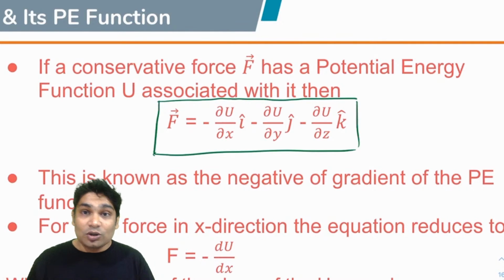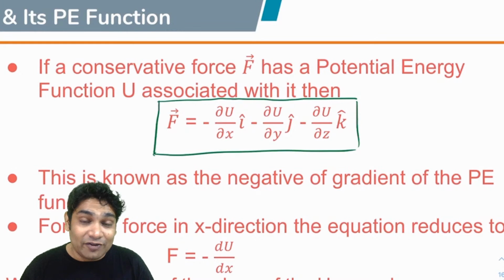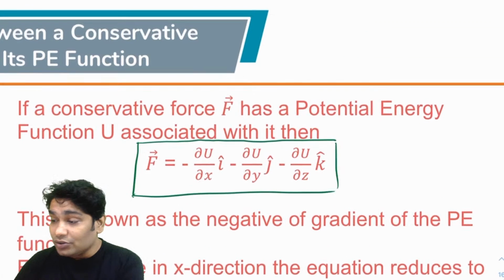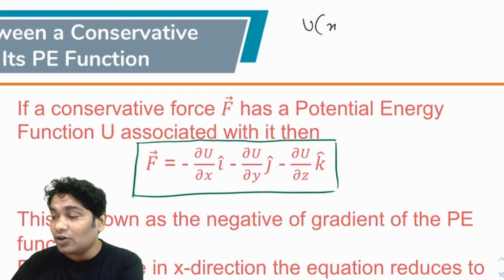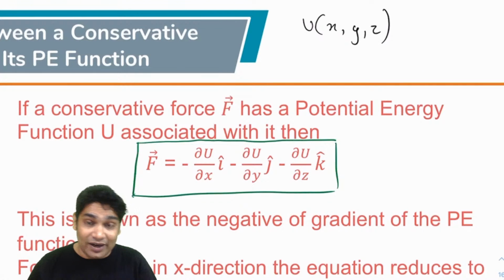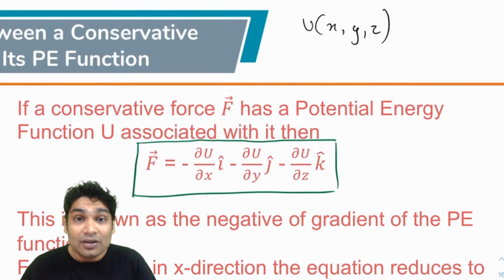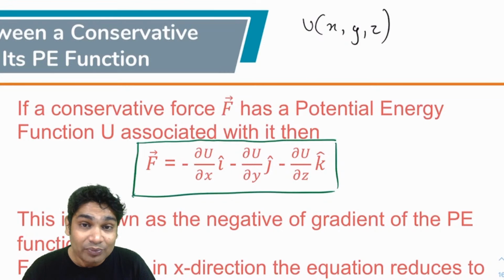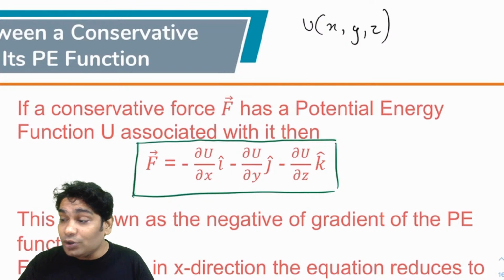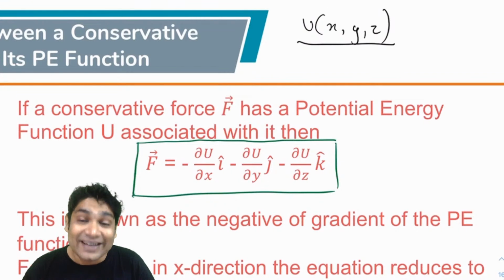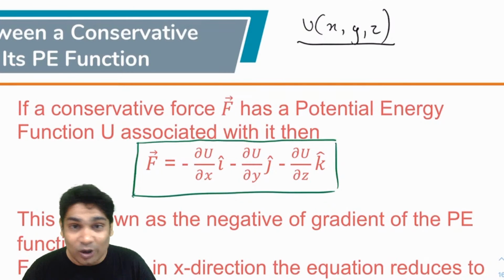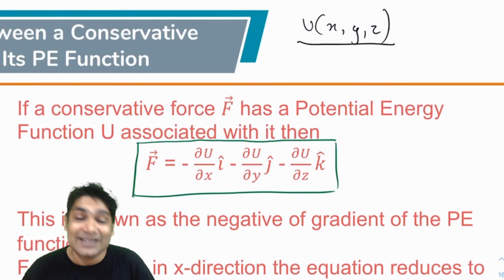Good. So del U by del X is the partial derivative of U. Now, usually you will realize U will be a function of X, Y, and Z, right? Because X, Y, and Z are the position coordinates. I told you yesterday that potential energy functions are functions of position. So in general, your U would be a function of X, Y, and Z, where X, Y, and Z are the position coordinates of any point. So a conservative force F will be related to the potential energy function by this expression.